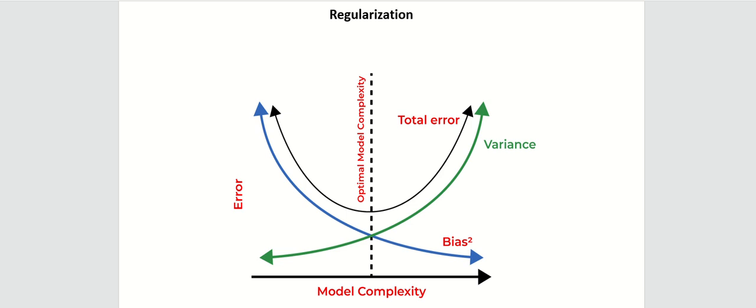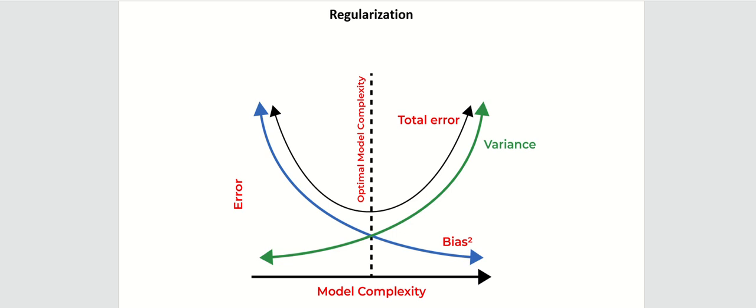As we move to the right, our model becomes more complex. On the y-axis, we have error. Higher up means more error. Notice the blue curve labeled bias squared. Bias refers to the errors from overly simplistic models. High bias can cause the model to miss relevant relations between features and the target output. Thus, the bias typically decreases as our model gets more complex.